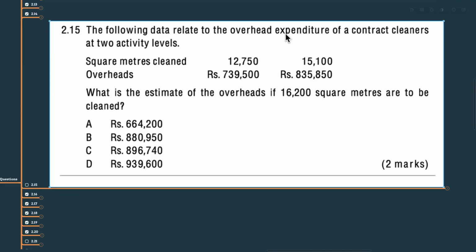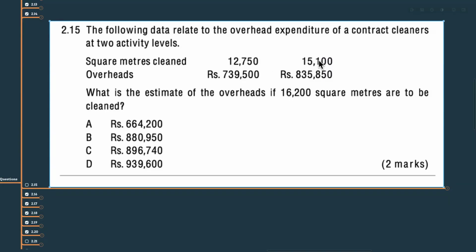Overhead expenditure means they didn't mention it as a production overhead or non-production overhead. This is just an overhead. So there might be some variable cost, there might be some fixed cost. For contract cleaners at two activity levels, there are two activity levels, like square meters cleaned, right? They have cleaned 12,750 and 15,100 square meters. So there are two activity levels.